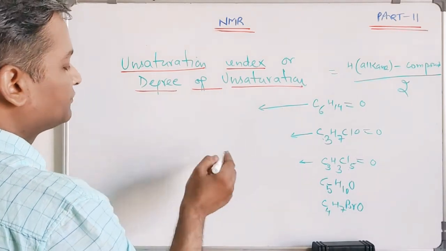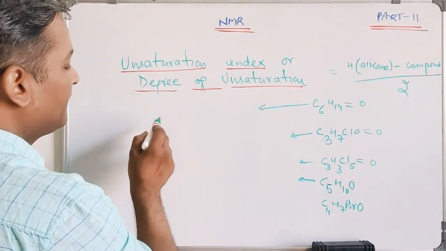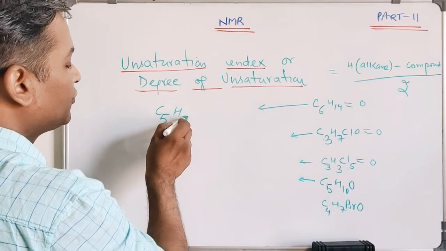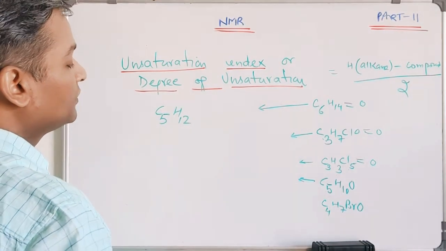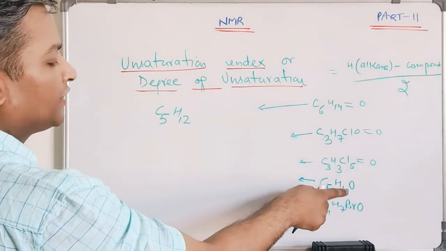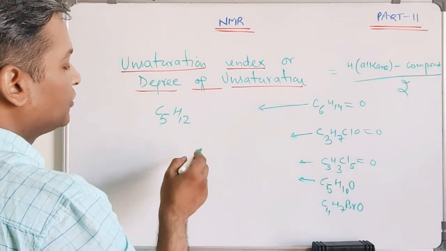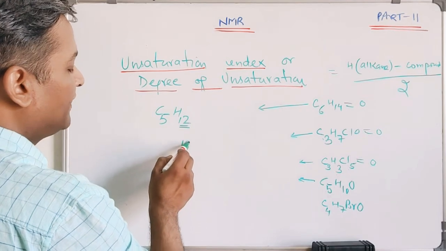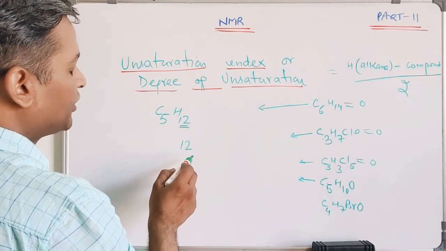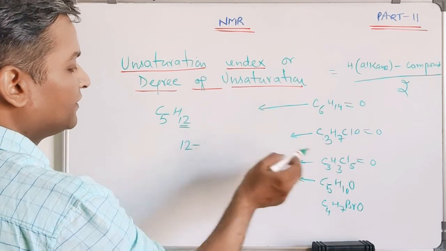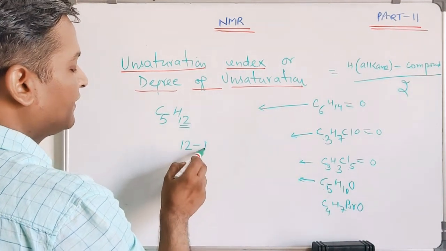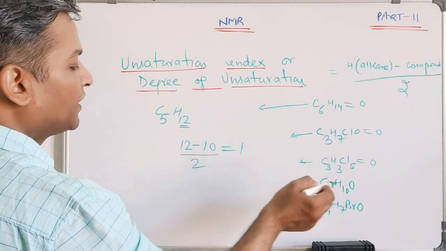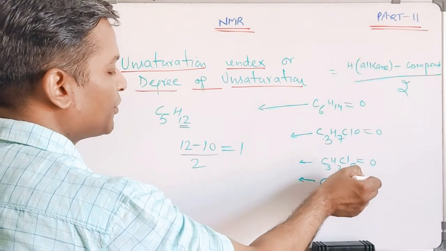For this, it contains C5. So the corresponding alkane for C5 is C5H12. Oxygen does not cause any effect, so no proton change will be observed here. So you do the subtraction of 12 minus the protons here, 10, divided by 2, which is equal to 1. So the unsaturation index of this compound is equal to 1.